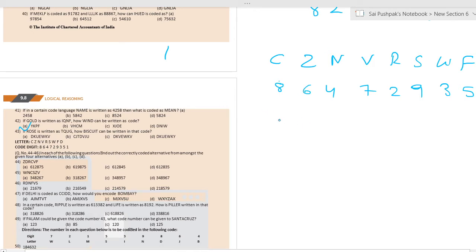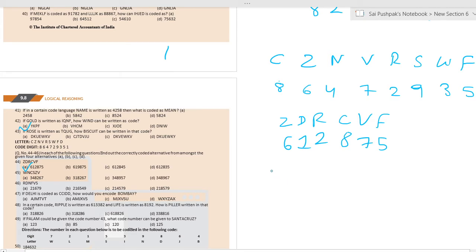Okay. First one we will do: Z, D, R, C, V, F. What is Z? What is D? 1. What is R? 2. What is C? 8. What is V? 7. What is F? 5. 612875 is the answer. Similarly, 45 and 46 are the same. You can do it on your own. Okay. If you do it on your own, you'll get the confidence. And this is very simple also. So we'll do the 47th one.